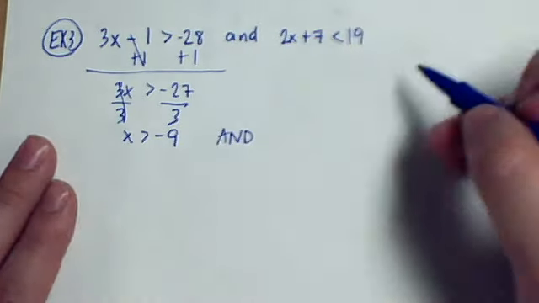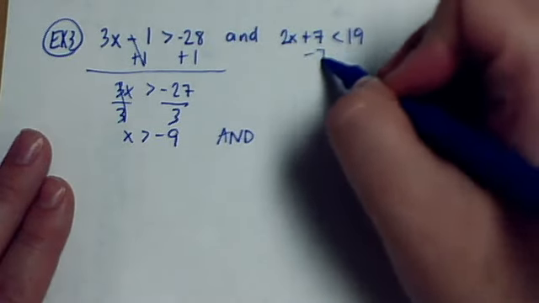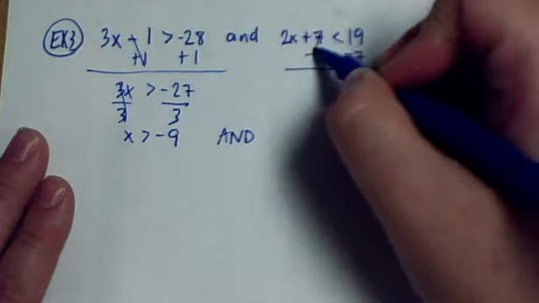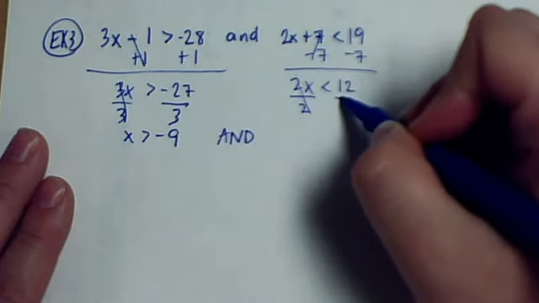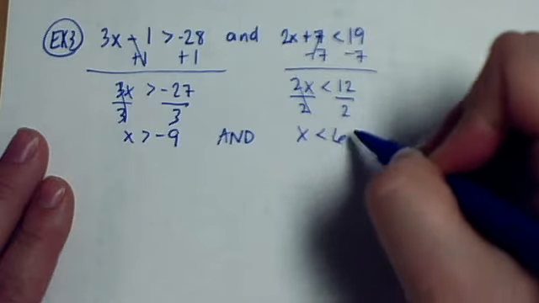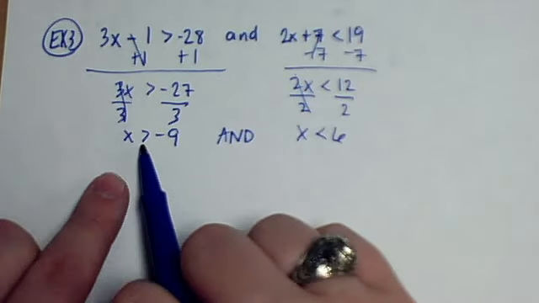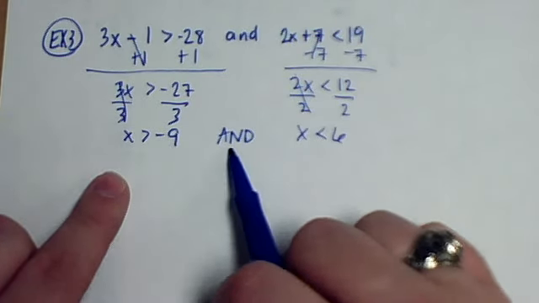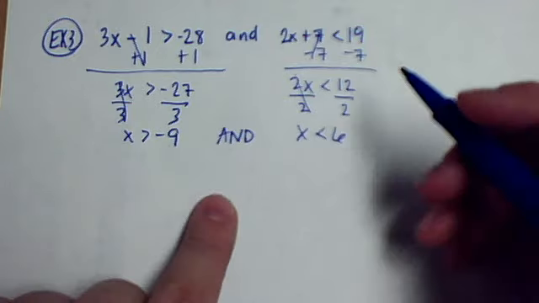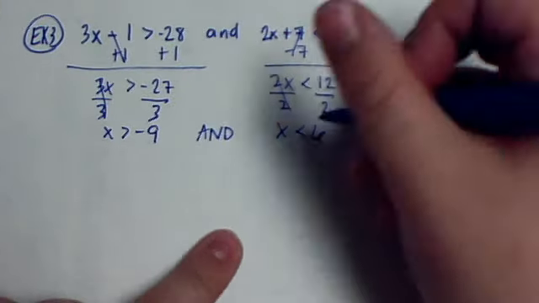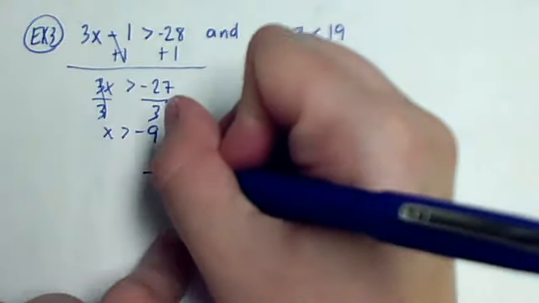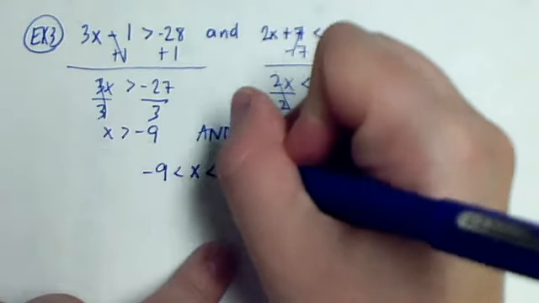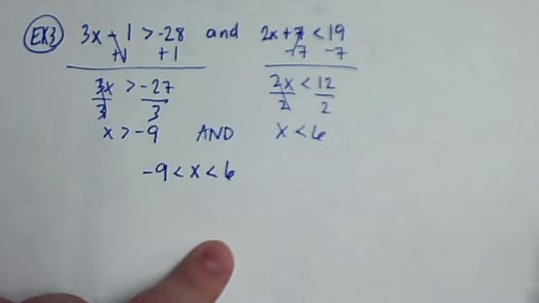And let's solve this next one. So I'm going to minus 7. So I have 2x less than 12. When I divide by 2, I get x is less than 6. So here I have x is greater than negative 9 and x is less than 6. Okay, I can rewrite this as one thing like what we had on the front of the notes. So this would be your x is in between negative 9 and 6.